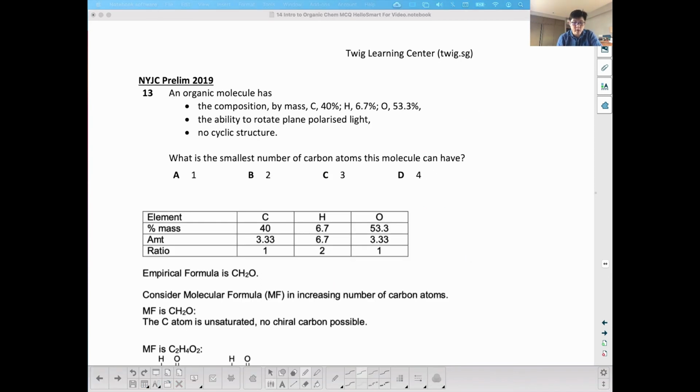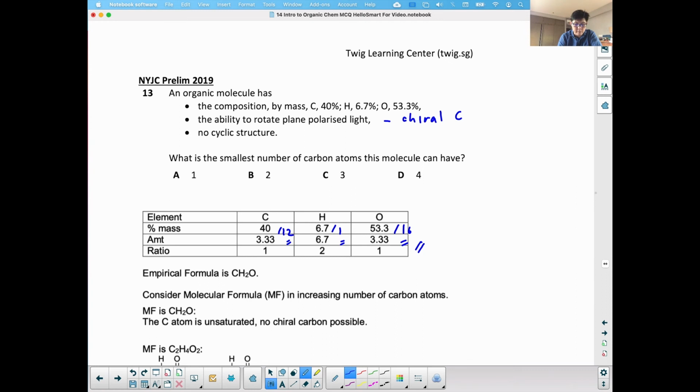Okay, let's look at question 13. The organic molecule has this composition and the ability to rotate plane polarized light. So that means it has a chiral carbon, probably, and no cyclic structure. I believe most of you will be able to get the empirical formula. You just divide the percentage mass by the Mr, which is 12, 1, and 16, and you get these ratios. And then you know it's 1 to 1.